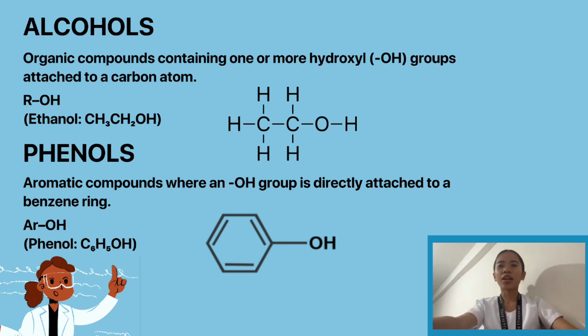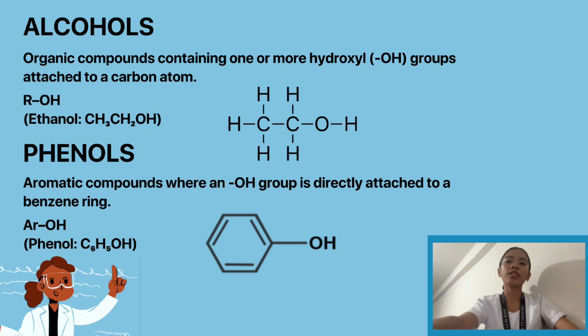So alcohols are compounds where the hydroxyl group is attached to a carbon atom. The general formula is ROH, where R represents an alkyl group. A common example is ethanol, which consists of a two-carbon chain with a hydroxyl group attached. The structural diagram on the right shows ethanol's molecular structure, where carbon forms single bonds with hydrogen and another carbon.